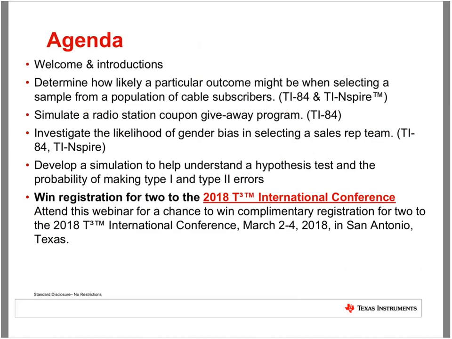At this point, Ray is going to discuss our agenda. So we will finish our welcome and introductions. And then tonight, we're going to be looking at several examples. In the first one, we'll determine how likely a particular outcome might be when selecting a sample from a population of cable subscribers. It's related to an old AP test question. And we'll be using both TI-84 and TI-Nspire to perform that simulation.